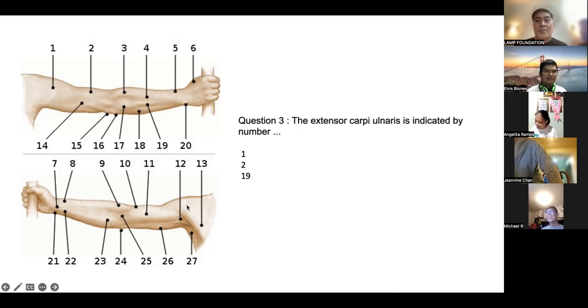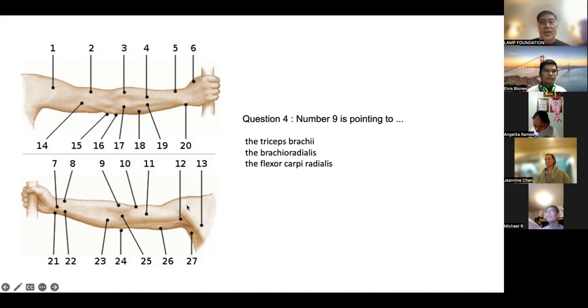The extensor carpi ulnaris is indicated by what number? Extensor carpi ulnaris. Number 19. Okay, very good. Number 9 is pointing to what? Brachioradialis. Okay po.